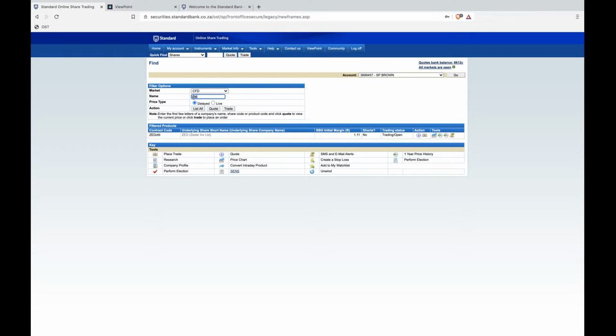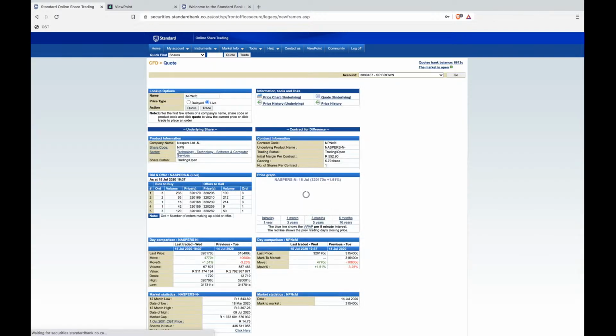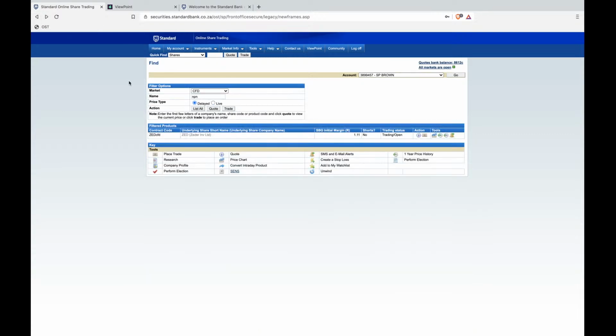You're only ever going to see, let's go to NASPAS, that's not what I was looking for in a sense. NASPAS list all. You're only ever going to see one CFD per share, simply because it's a CFD. You go long or short, there's no expiries, unlike warrants with different strike prices, or single stock futures with different expiries.